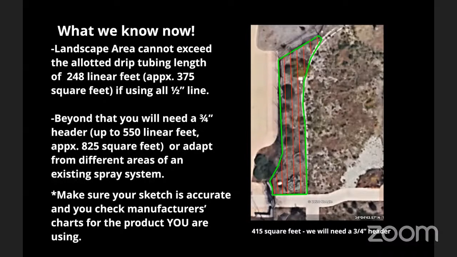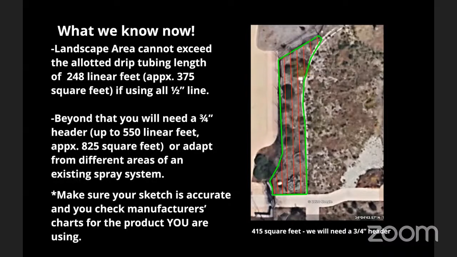Beyond that, you're going to need a 3/4 inch header, which can provide off of 1 3/4 inch pipe up to 550 linear feet of that specific drip line. That's 0.9 gallons per hour, 1 foot spacing, or that can cover up to about 825 square feet. And that's also a good reference, because generally in residential situations, we're going to have a 3/4 inch valve that goes to a 3/4 inch line, which means that for this kind of drip line, each valve can do about 825 square feet of landscape in this kind of drip grid style.